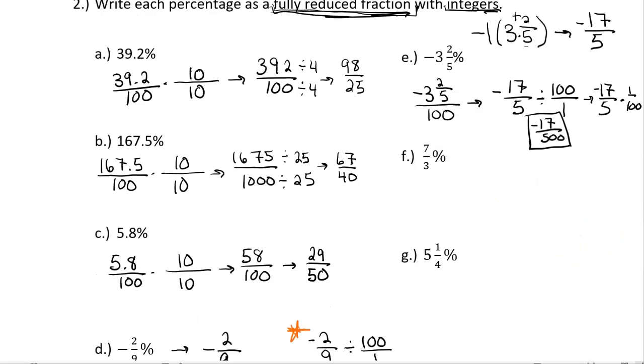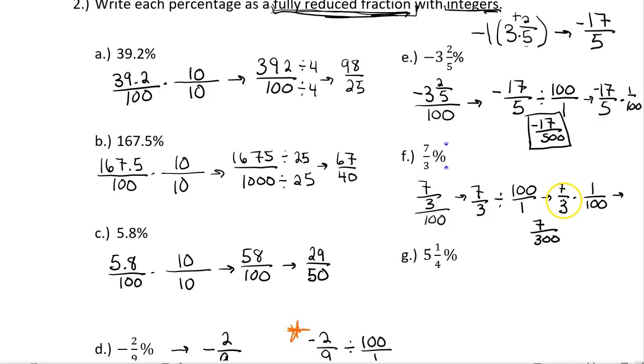Like in the previous problems, the first step that we're going to do is write the fraction 7/3 over 100. Now we rewrite it into the more familiar format. So 7/3 divided by 100 over 1. Remember, you always put a 1 under a whole number if you're working with fractions. Now we change the division to multiplication and we flip that second fraction. So our final answer is 7/300.